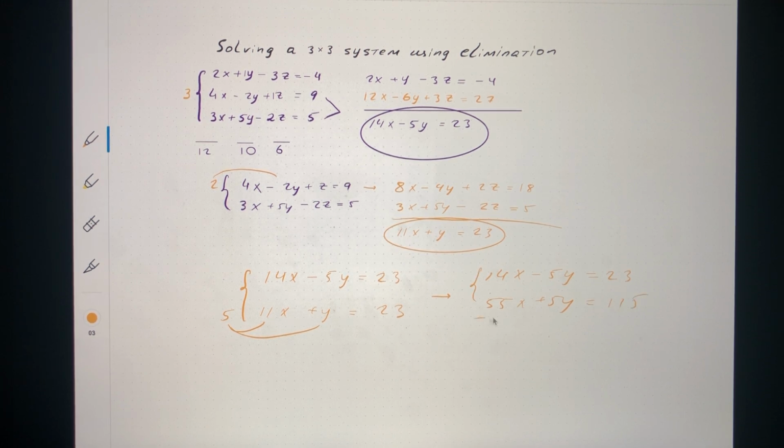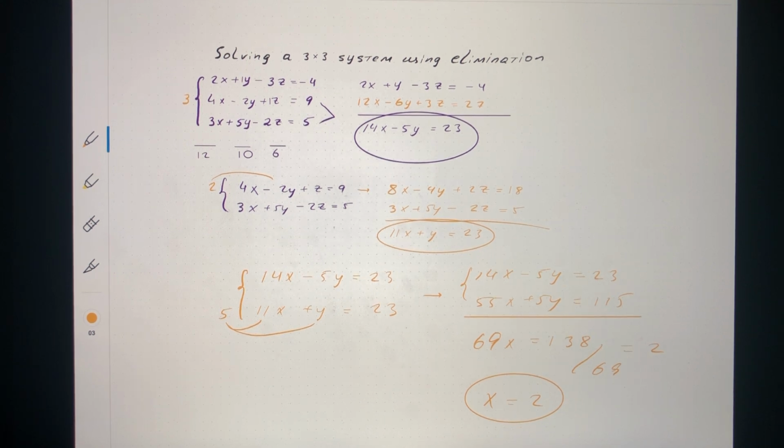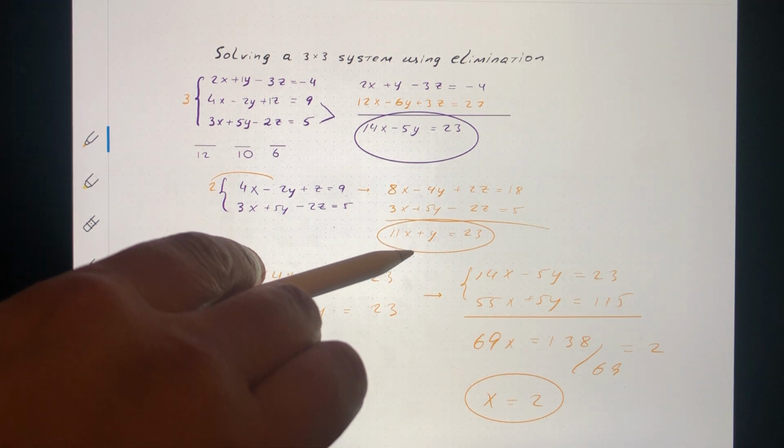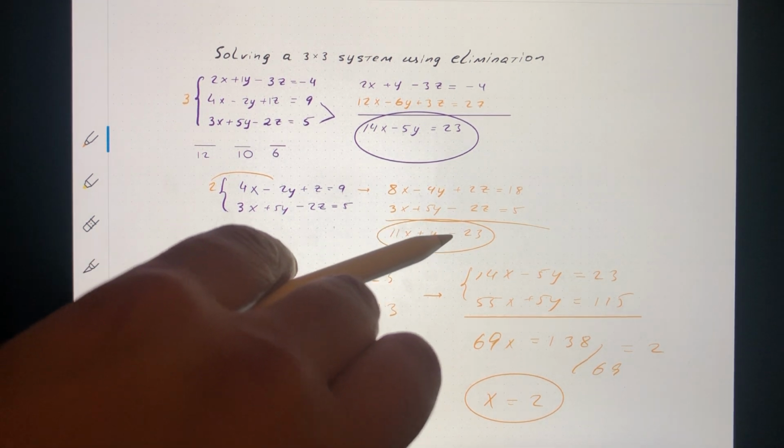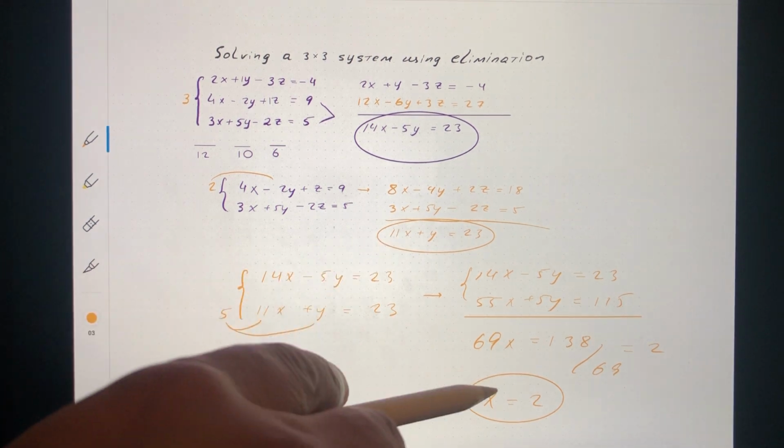Now when we add these two together, 14 and 55 is 69. Y's cancel off. 23 plus 115, sorry, is 138. And if we divide both sides by 69, we get x is 2. So if x is 2, then we need to find the other two unknowns. And at this point, we can go back and try elimination again. But it may be easier to actually use substitution, because in this equation, we have the x's and the y's, and we can find the y because we now know what x is.